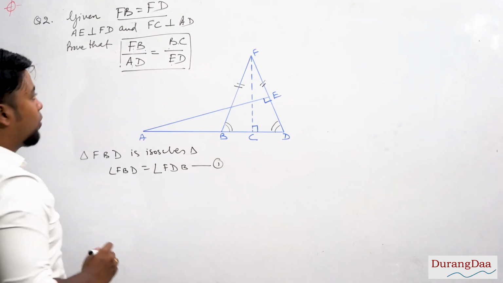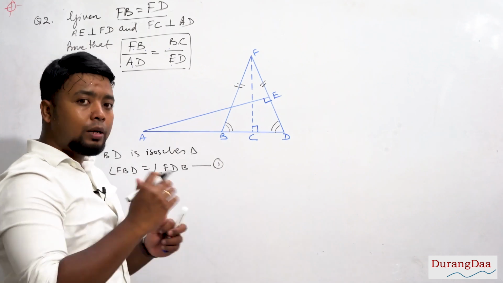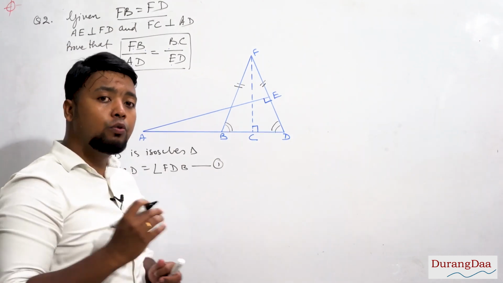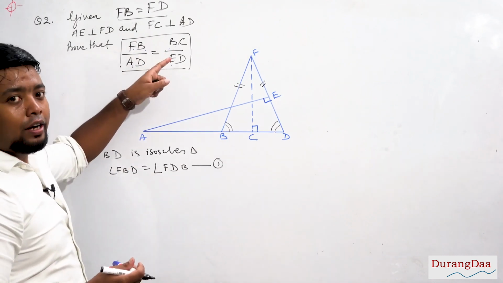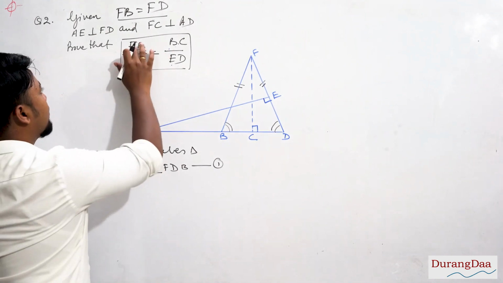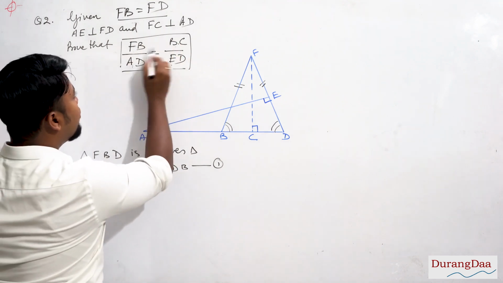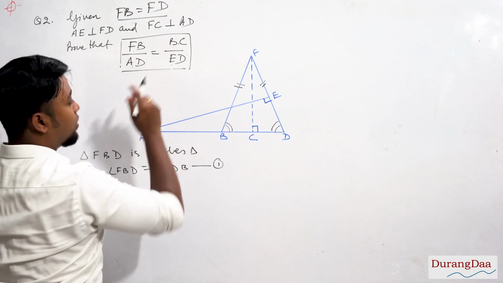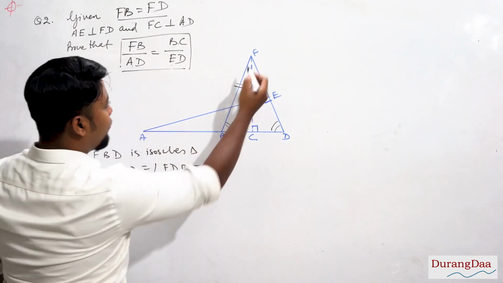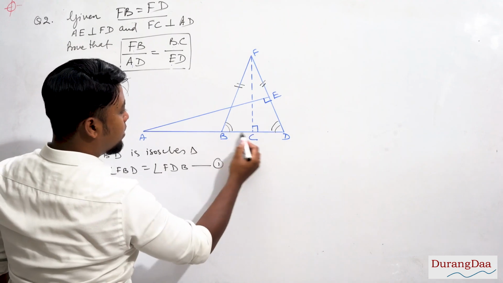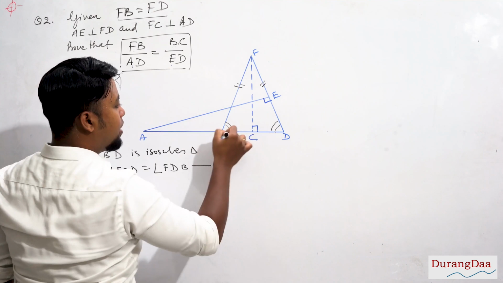Now the next step: we have to select suitable triangles which we are going to prove similar, and then only we can get this ratio. So using this ratio we can find the triangles. First, look at the numerator part, FB and BC. Think, FB and BC belong to which triangle? FB, and this is BC. So FB and BC belong to triangle FBC.